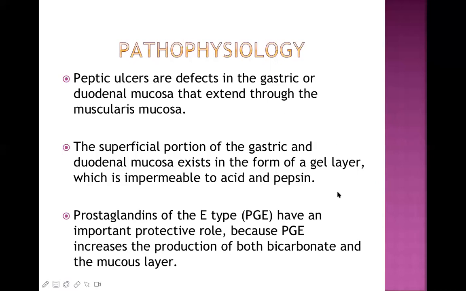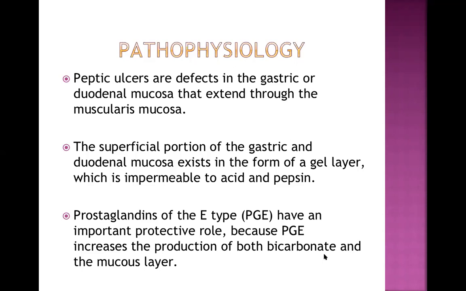Now, prostaglandins of the type E, we call it PGE, PGE1 or PGE2, have an important protective role to play because they increase the production of both bicarbonate as well as the mucus layer. Now, the importance of mucus, I have just told you. Mucus will line that epithelium so that acid and pepsin cannot penetrate deeper. But what about bicarbonate? Bicarbonate is a type of alkali, so it will neutralize the acid. So prostaglandin is a very, very important compound there.